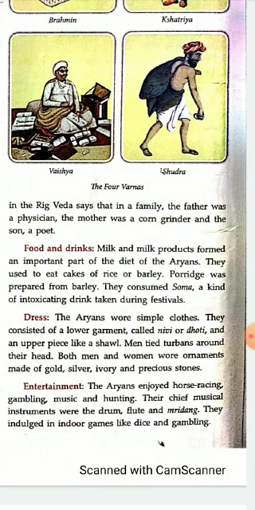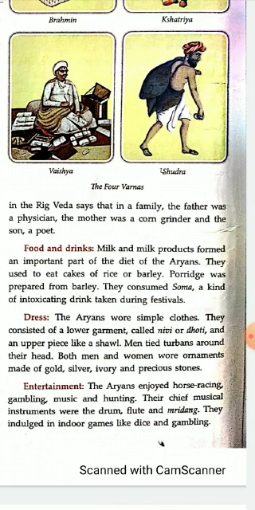They consumed soma, a kind of intoxicating drink taken during festivals. So the Aryans used to drink soma. Soma was a kind of intoxicating drink. Intoxicating means it had alcohol content. It was an alcoholic drink which causes people to lose control over themselves. So the Aryans used to drink soma during festivals. It was a ritual drink.